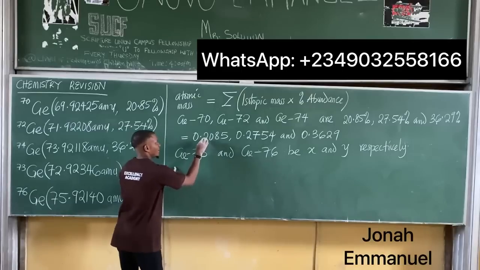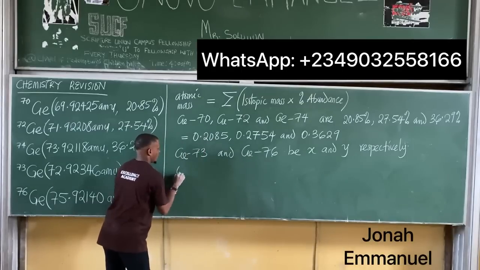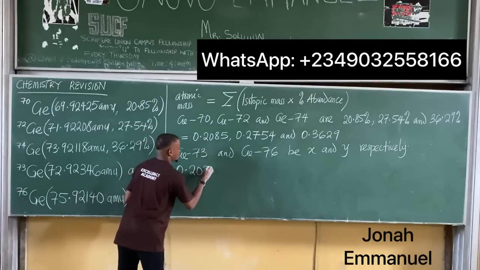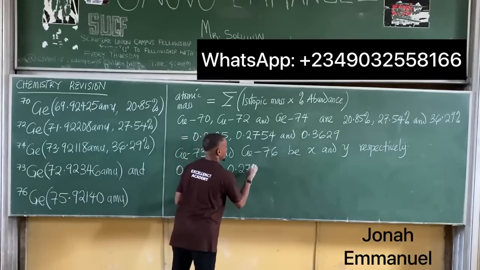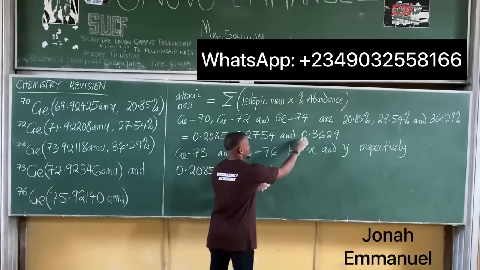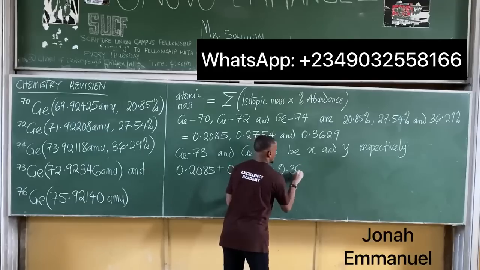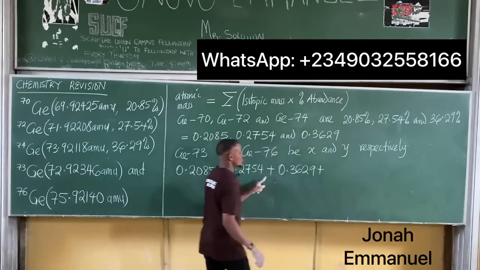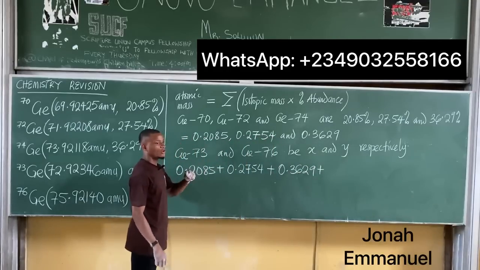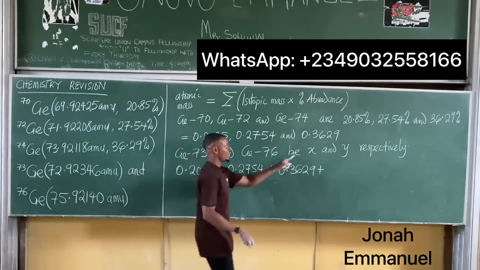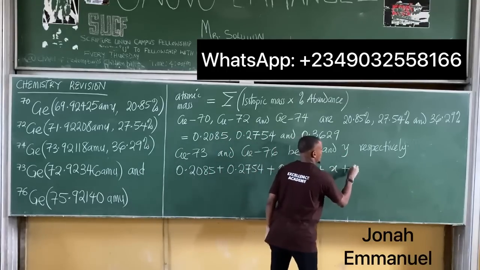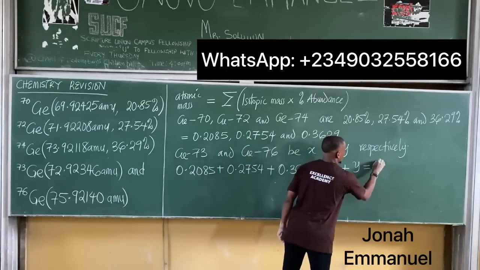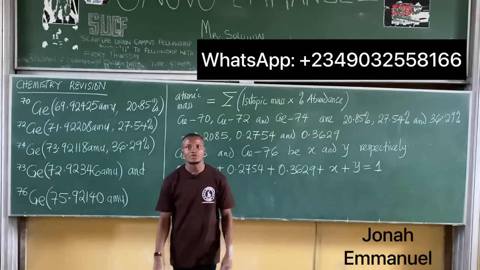Hence, this one here, 0.2085, plus this one here, 0.2754, plus this one here, 0.3629, plus, so these are the ones for the major. Now include the minor. The first minor was x, so plus x, plus this one here, y, is equal to 1. Please, this concept is crucial.